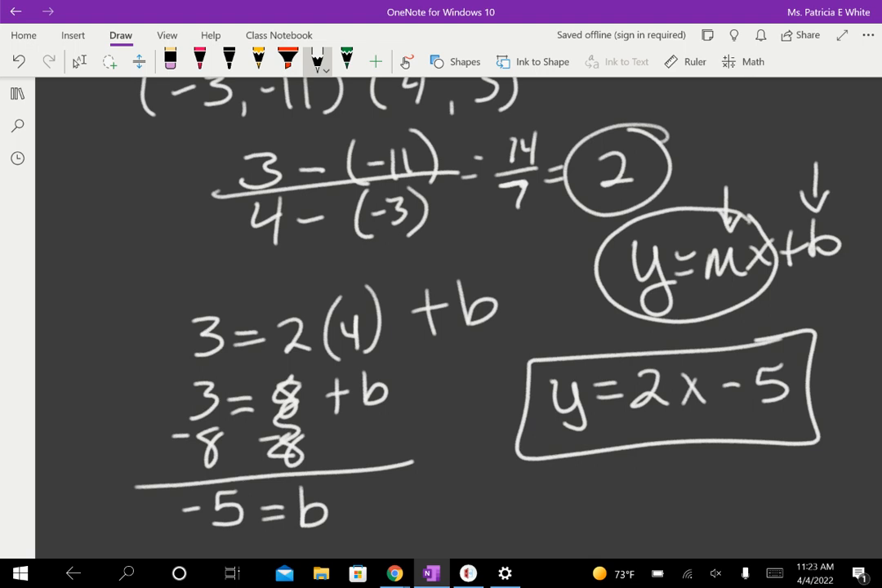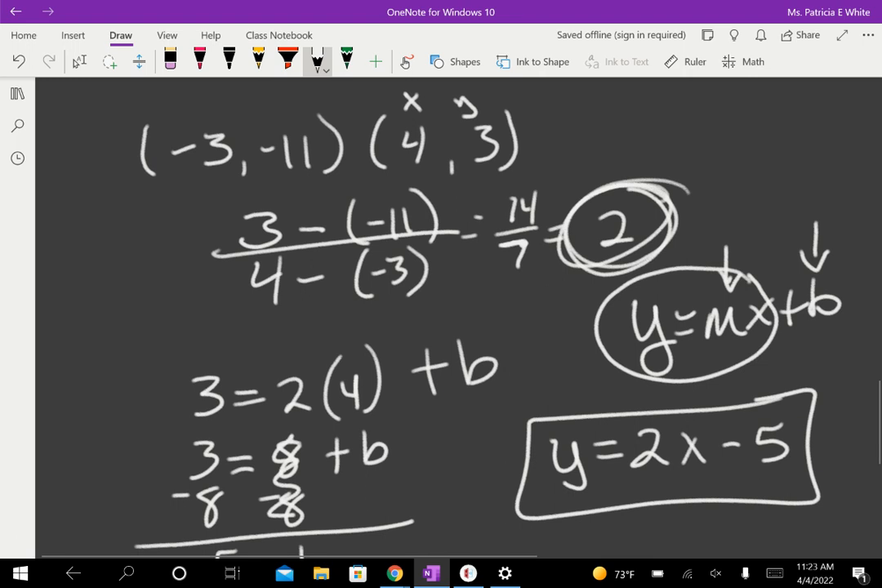So we found m, right? We got slope by doing y minus y. That gave us slope. We chose a coordinate. Again, it makes no difference which coordinate we choose. Choose a coordinate and plug them in, and then solve for b.